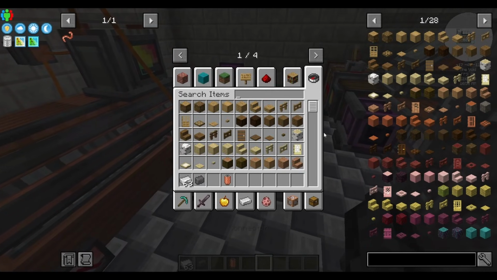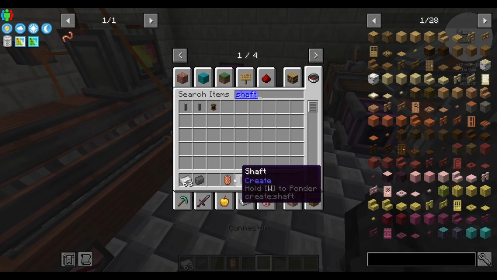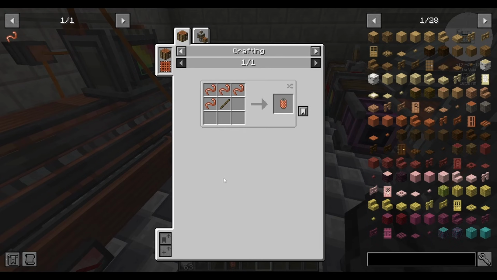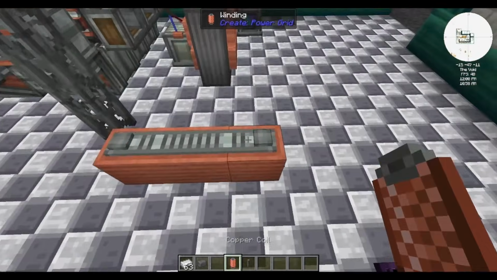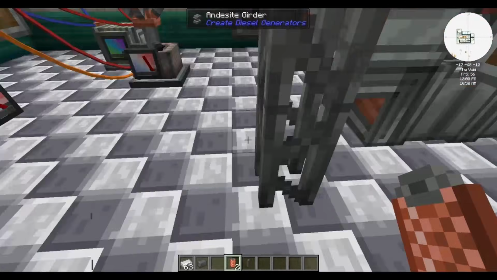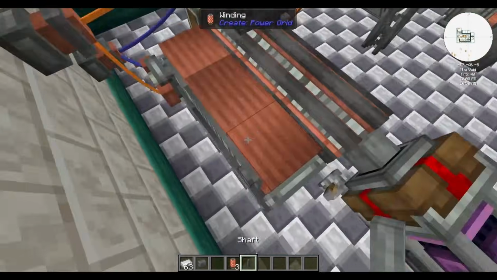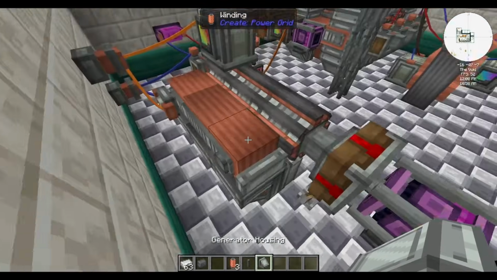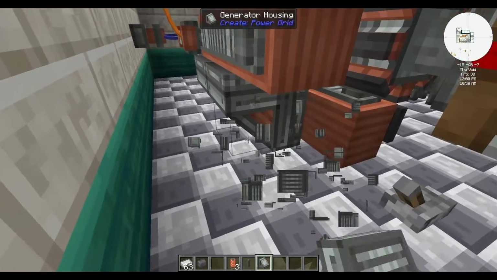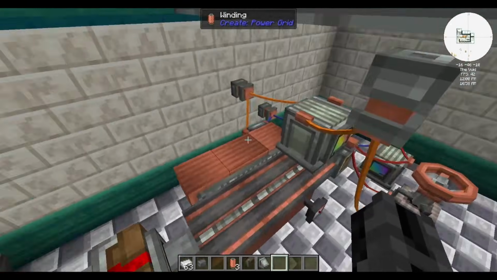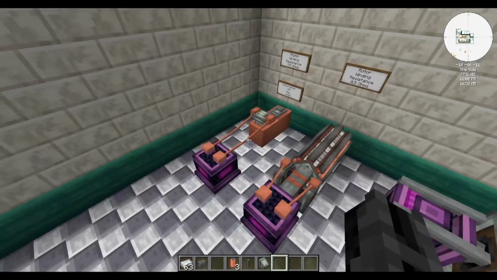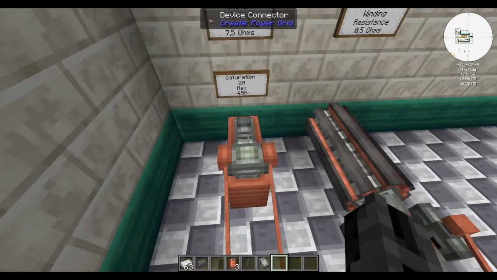So to wind a generator, you need to use a shaft and a copper coil, and use it like when you're building belts, like so. Now these shafts have to be pointing towards the rotor, and in case of having 2 windings like this, you have to use at least 1 generator housing to connect them together. They will be connected in series. This means the resistance will increase.